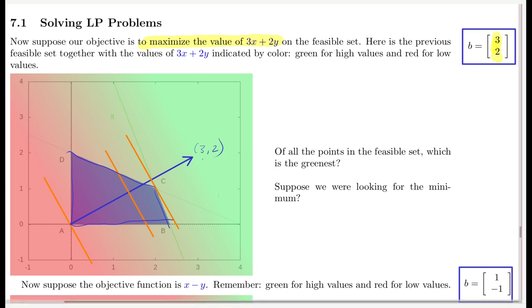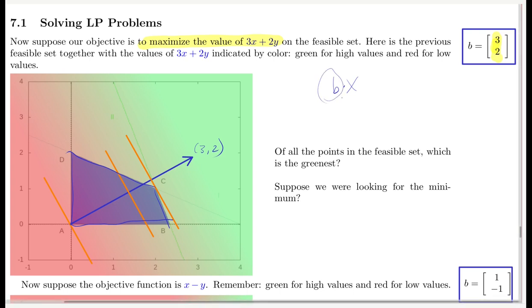And when you take a dot product, you're kind of finding out to what extent the vector x aligns or points in the same direction as the vector 3, 2, right? The dot product, remember, involves the cosine of the angle between them. So the more their directions align, the greater the dot product will be. So in brief, forming the dot product b dot x, you're trying to find the vector x in the feasible set which points the farthest in the direction indicated by b.